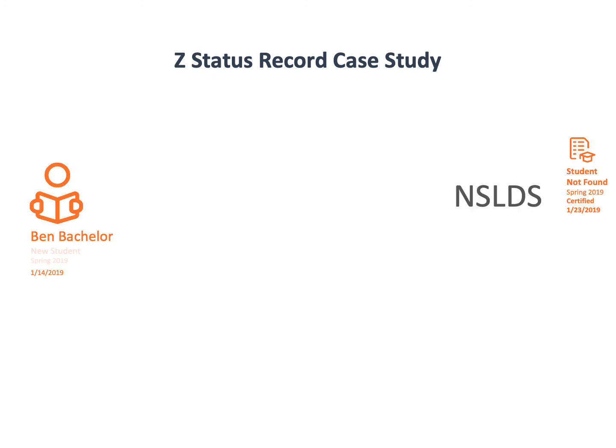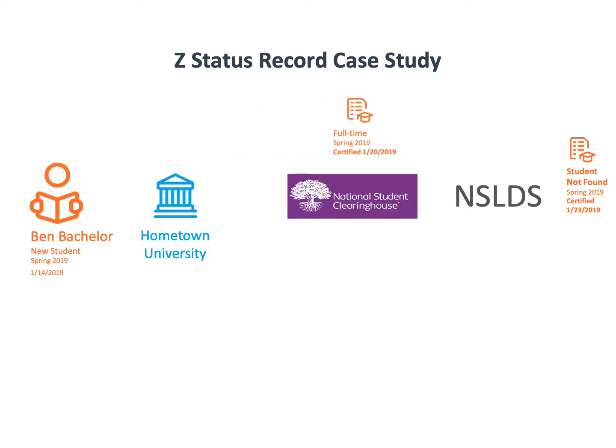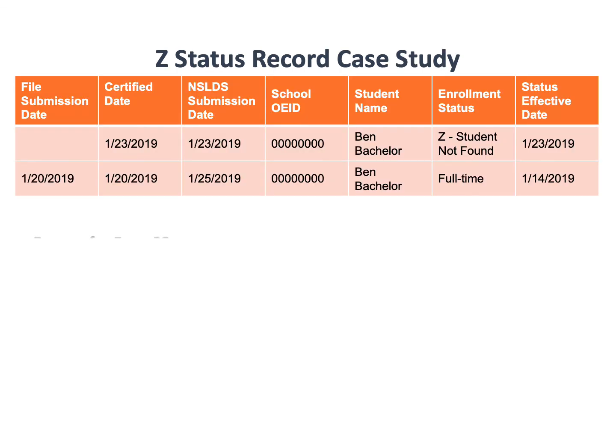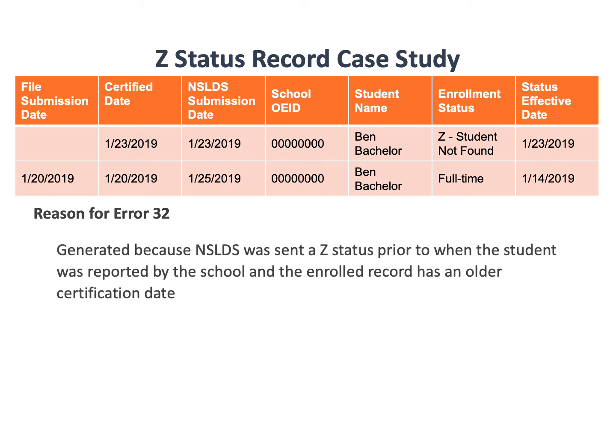Ben Batchelor is a new student at Hometown University. Hometown University reports Ben as full-time on their first of term file, which is reported to NSLDS. After reporting this enrolled status to NSLDS, an error 32 was returned. So why was the error code 32 returned? The error was returned because NSLDS was sent a Z status prior to when Hometown University reported Ben as enrolled, and the certification date on Ben's record was before the certification date of the Z status.